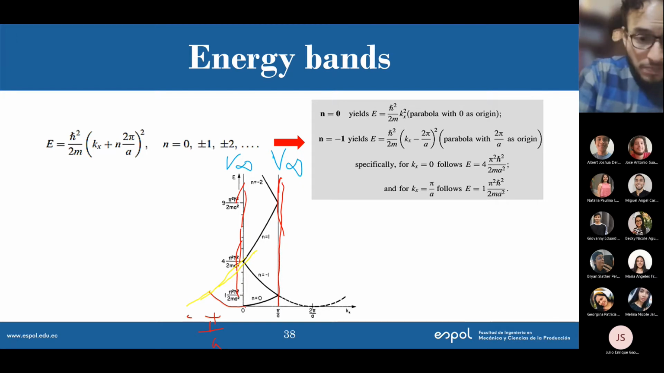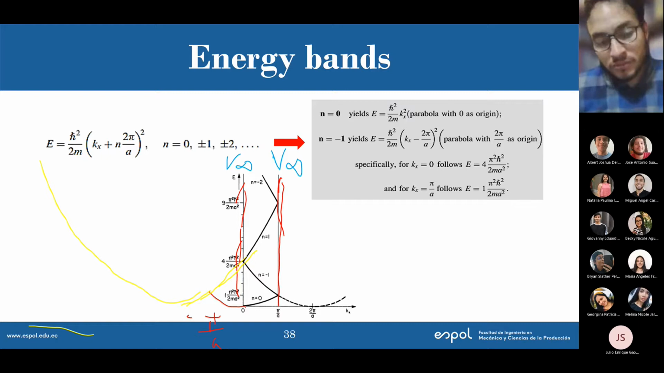But then, yes, you can keep plotting this, and this is going to look something like that, I guess. And you can keep plotting for the whole range of k values.